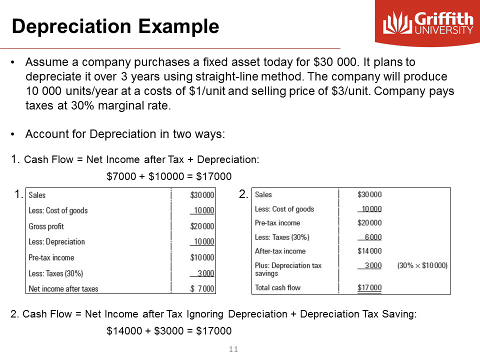This is an example of how to account for depreciation when estimating the cash flow. Assume a company purchases a fixed asset today for $30,000. It plans to depreciate it over 3 years using the straight-line method. The company will produce 10,000 units a year at a cost of $1 per unit and a selling price of $3 per unit. The company pays taxes at a 30% marginal rate.